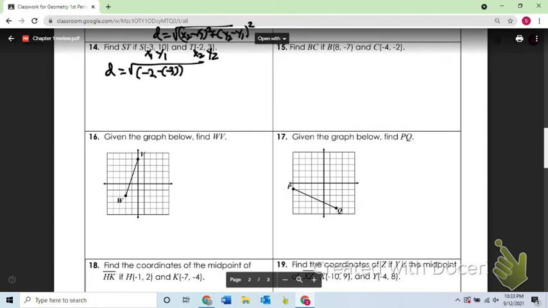Plus y2 minus y1 squared. So we start plugging things in. x2, negative 2, minus x1, negative 3 squared, plus y2, 3, minus y1, 10 squared. So those two negatives are going to give us negative 2 plus 3 squared plus negative 7 squared.